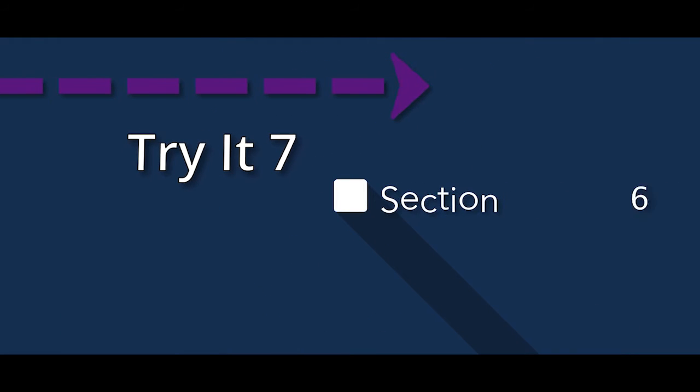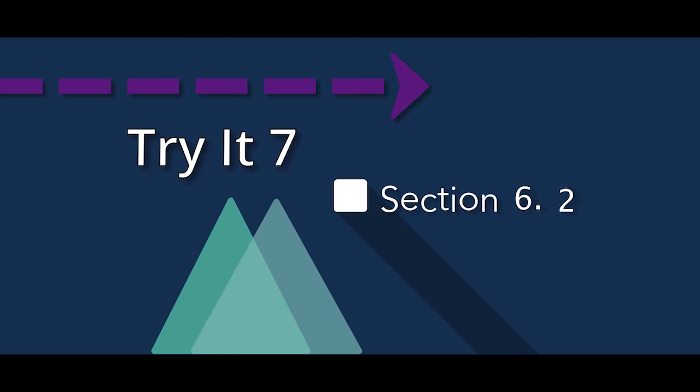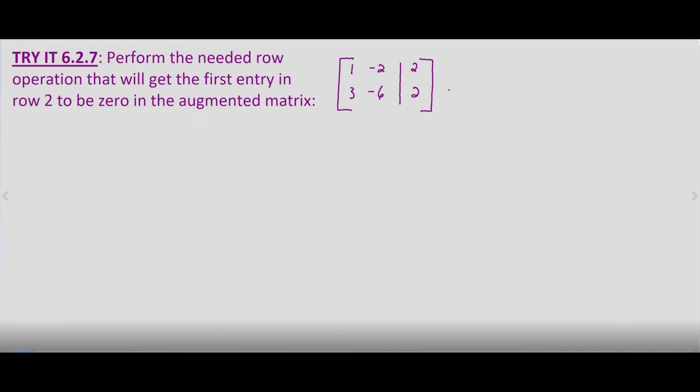So in this problem, we're looking at how to start performing the actual operations that we need in order to get the matrix in the form that we need to solve for the variables, the equations that are represented by the matrix. We're asked to perform the needed row operation that will get the first entry in row 2 to be 0 in the augmented matrix. So we want 3 to be 0.